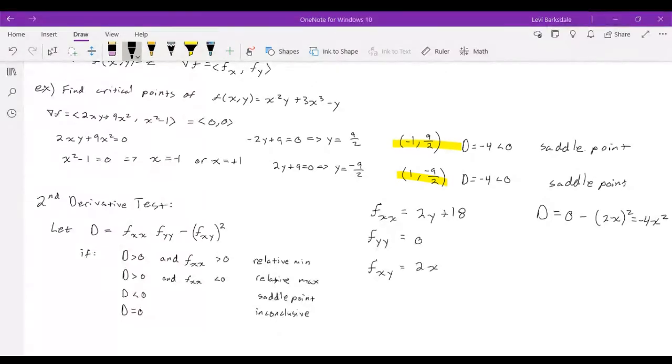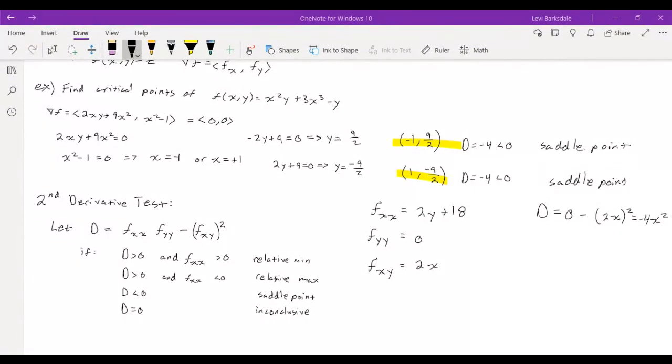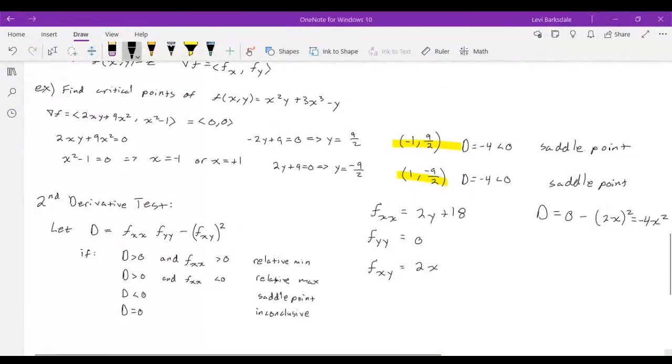And you might be wondering, well, what is this saddle point? What does it mean in terms of a graph? If you'll give me just a second, I can pull up a graph of it.